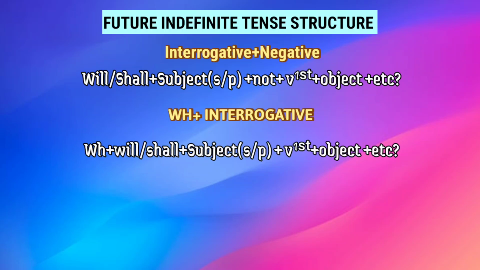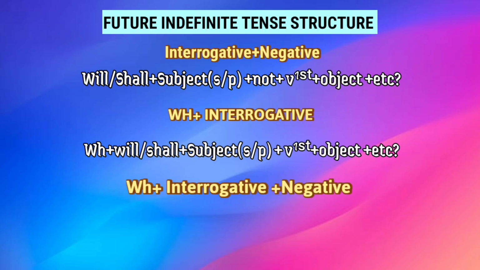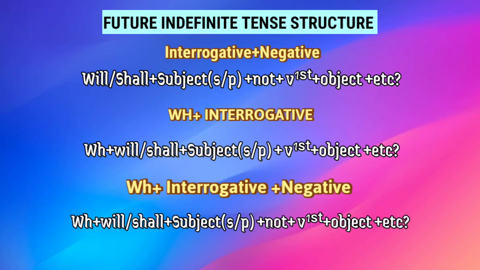If the sentence is WH plus interrogative, it means the question word comes in the middle of the sentence. Then use this structure, WH plus interrogative. WH word first, after that will or shall, plus subject singular or plural, plus verb's first form, plus object, plus etc.